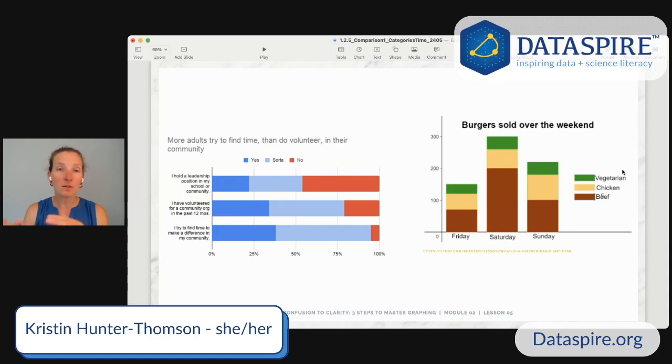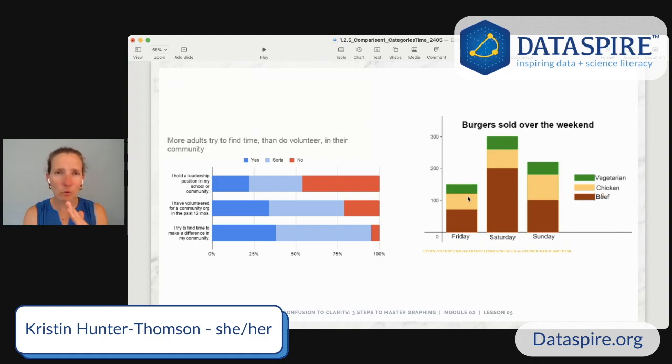It also helps us make general comparisons across our categories and among our groups. But it also gives us the possibility of looking at absolute values. It makes it harder to see proportionally whether the vegetarian burgers sold on Friday are similar to or different from those sold on Sunday, because the width is different: the total number of vegetarian burgers sold on Sunday was more than on Friday. And so that's where it gets a little bit different.